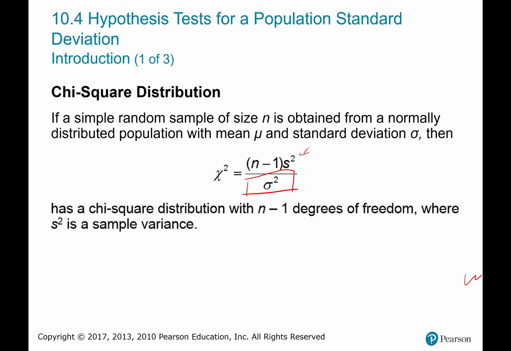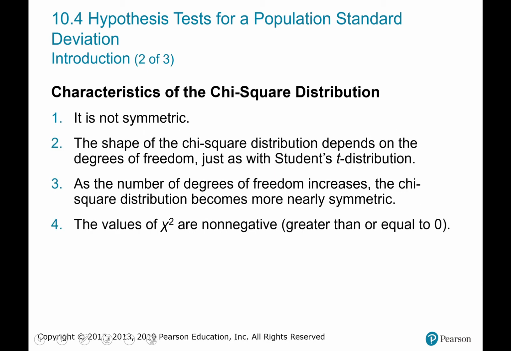Okay, so we keep going. Characteristics of a chi-square distribution. It is not symmetric, so I'll show you the shape of it. It depends on the degrees of freedom what the actual shape is, but it's all pretty similar to one another. As the degrees of freedom change, the chi-square distribution becomes more symmetric, and the values of chi-square are non-negative, so it's every value greater than 0. So you can use 0 as your lowest point in a chi-square distribution.